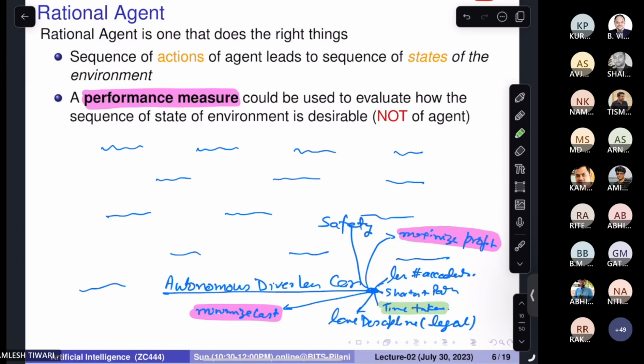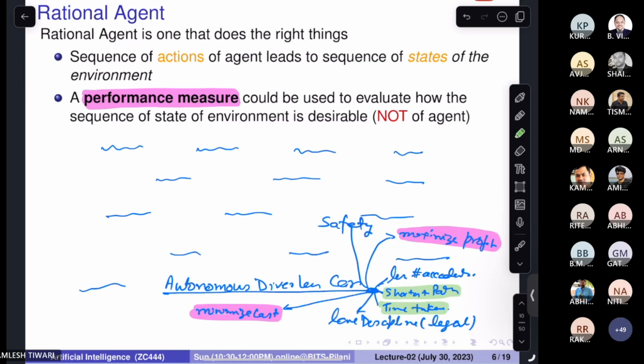Lane discipline is again a very important thing that we have to do. So goodness can be measured based on how good he is driving, because rush driving causes accidents, so the number of accidents should be minimized. Shortest path, whether he is covering the things by the shortest path or not. So these could be the performance measures.